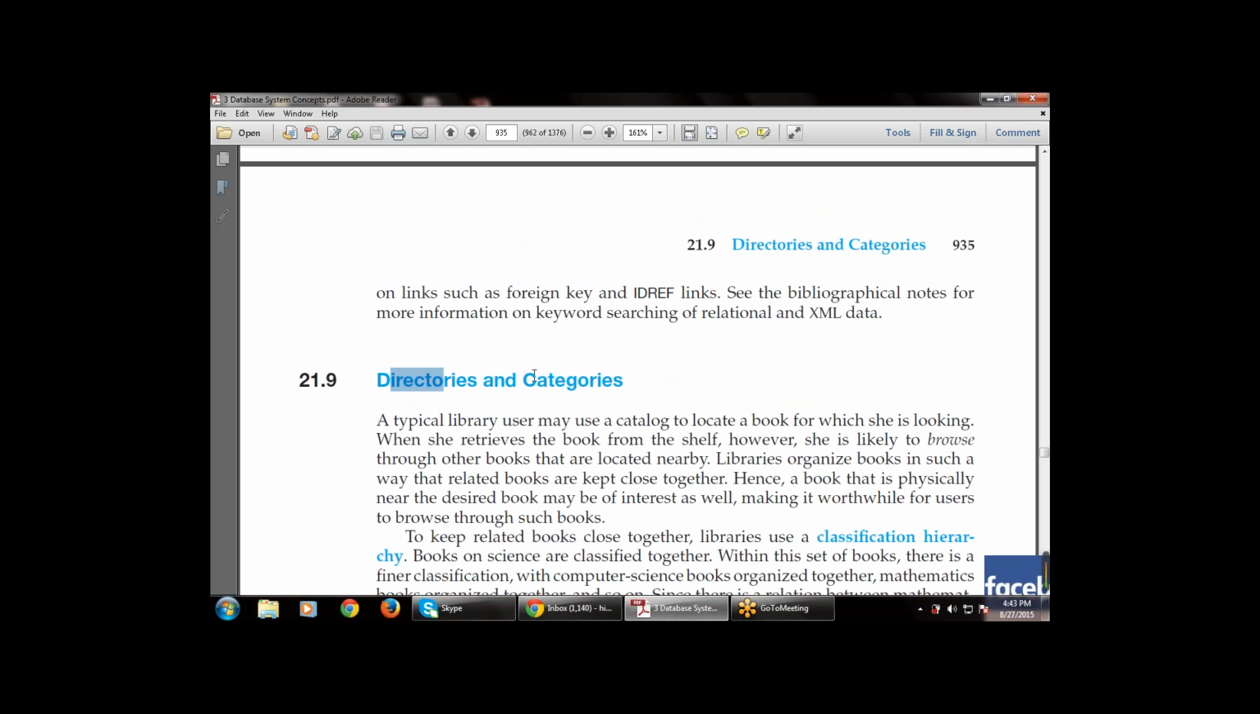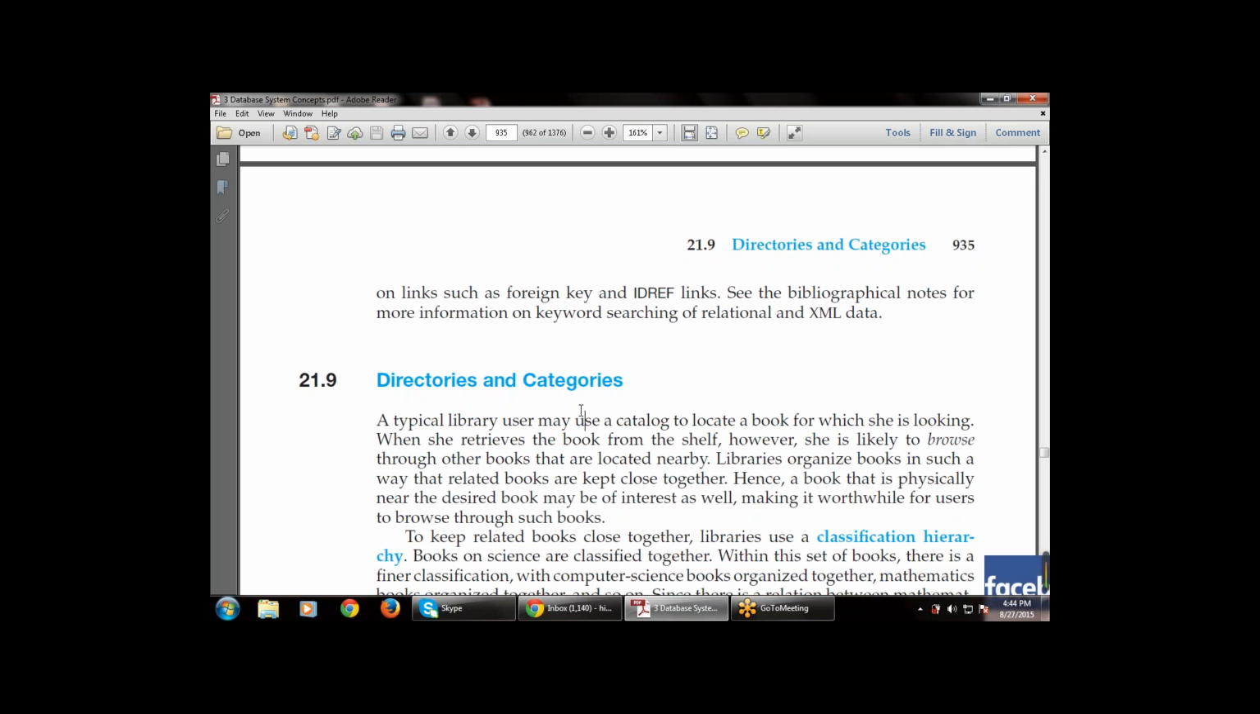The next topic is directories and categories. That is, what a directory is, and how to divide concepts into different directories or categories. A typical library user may use a catalog to locate a book for which she is looking.